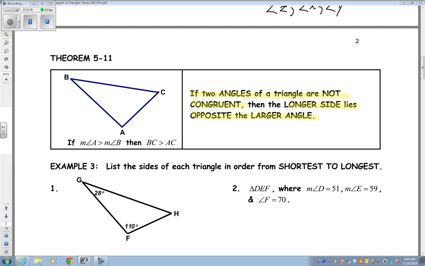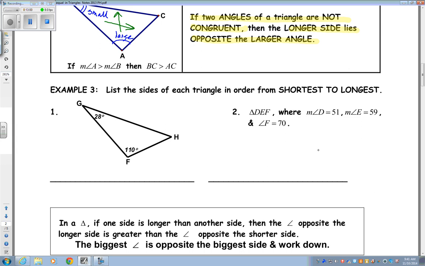So it says if the measure of angle A is greater than B, okay? This one's the small one. This one's the large one, okay? So if A is greater than B, then if I look opposite the angle and go to the side, opposite angle B is side AC, and opposite angle A is side BC. So then side BC is also going to be greater than side AC. We're just going to do the same thing, but now I'm starting with the angle.